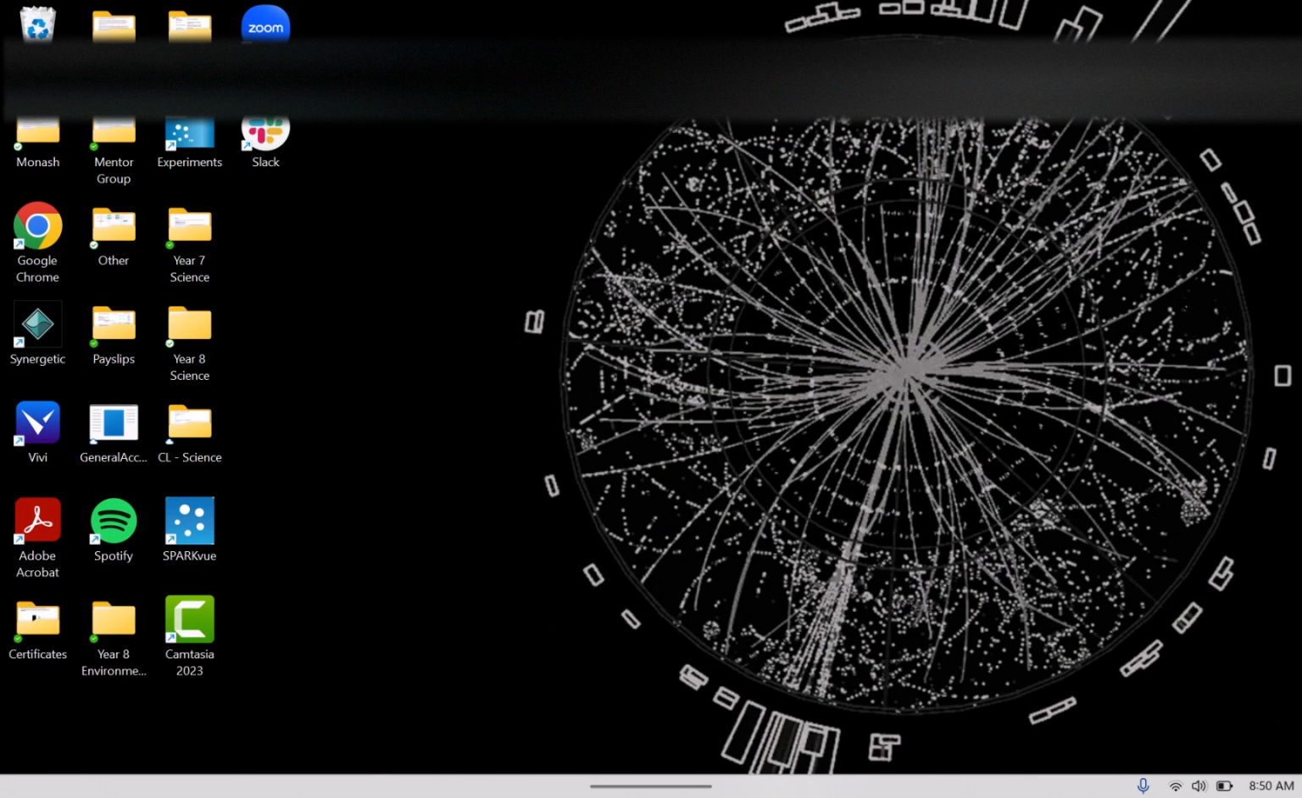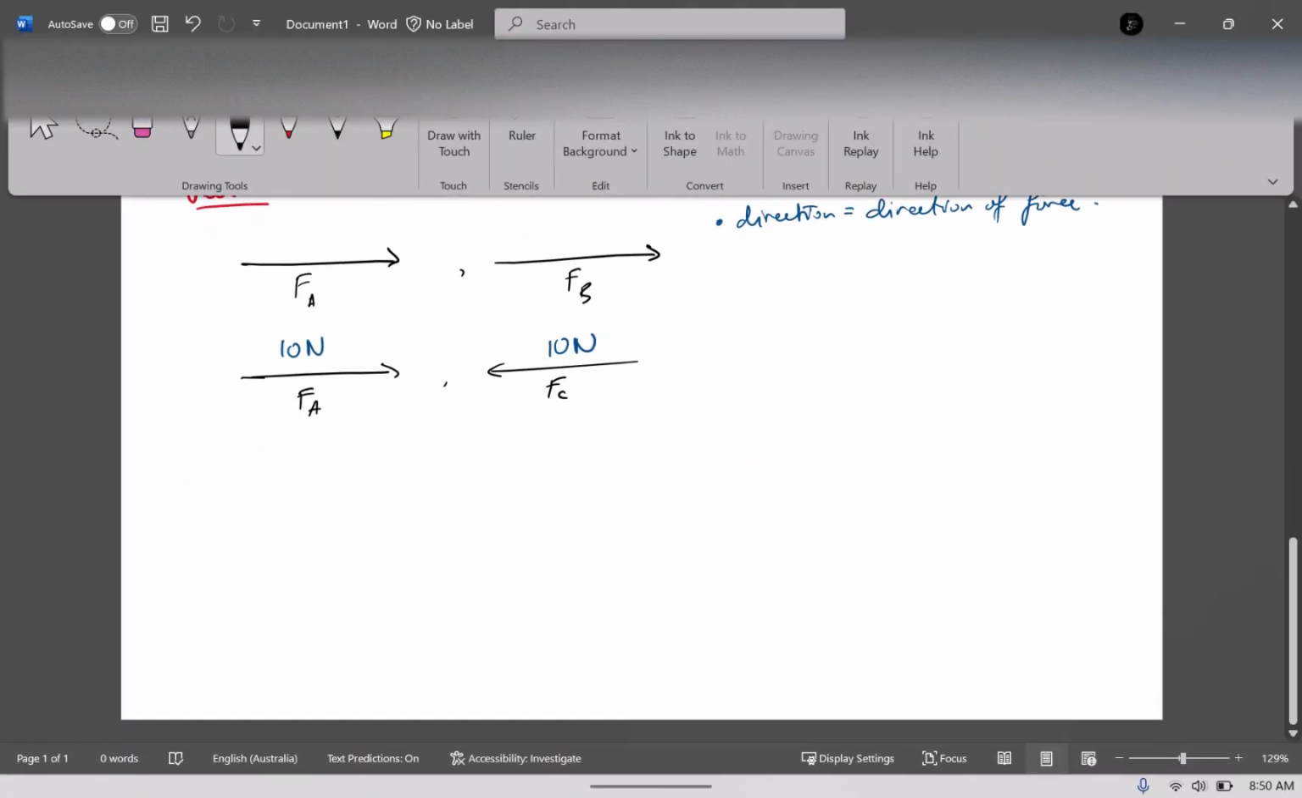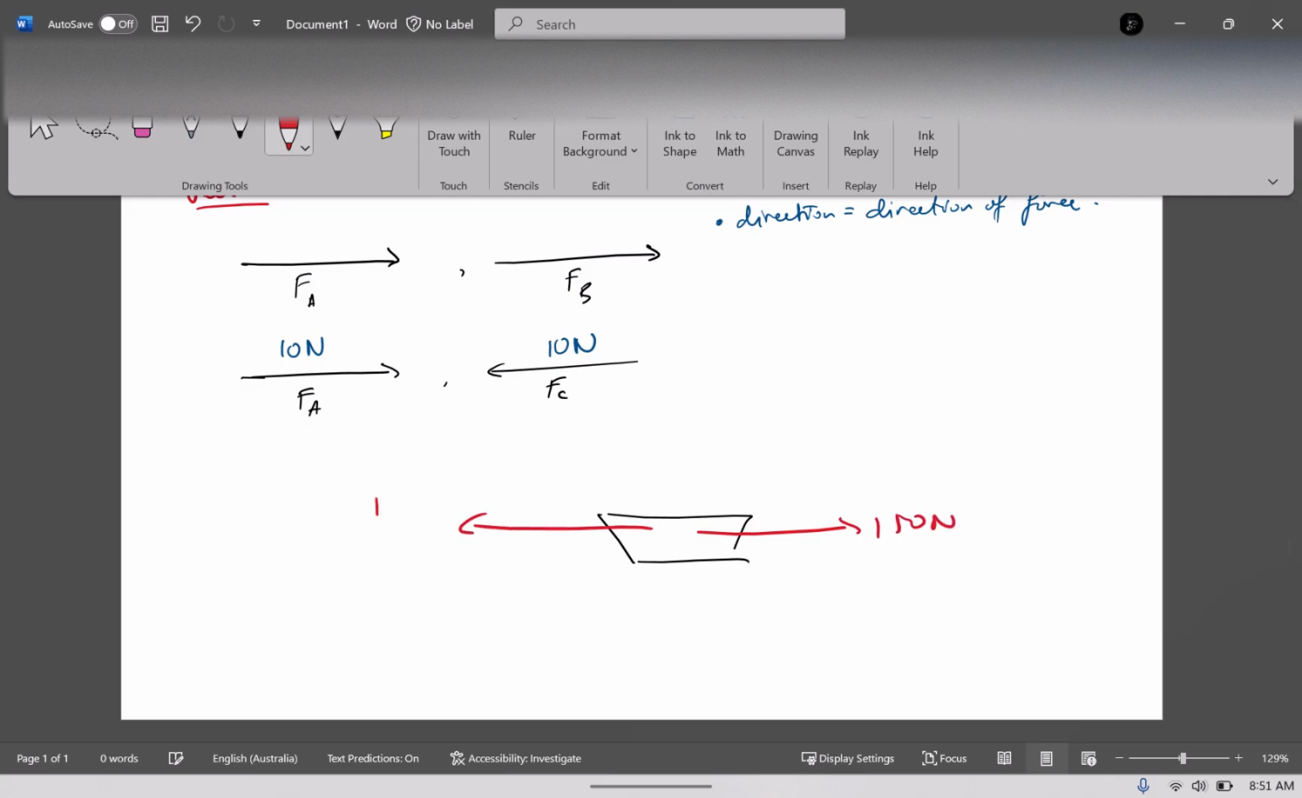Mathematically, we can represent it like this. So let's say you had a cart here, and it's getting pulled to the right with 150 newtons and pulled to the left with 150 newtons. What is the overall force?